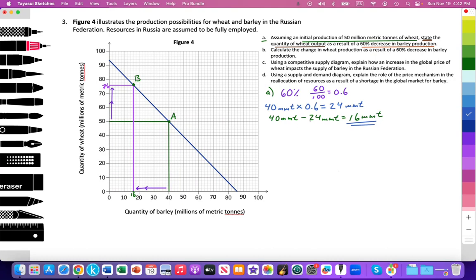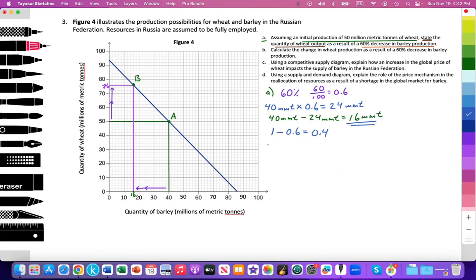I can think about multiplying 40 million by 40% as opposed to 60%, which will give me the same output. Think about my initial 100% of barley production minus the 60% of barley production equals 40%. So 16 million is the 40% output as a result of a 60% reduction in barley production.